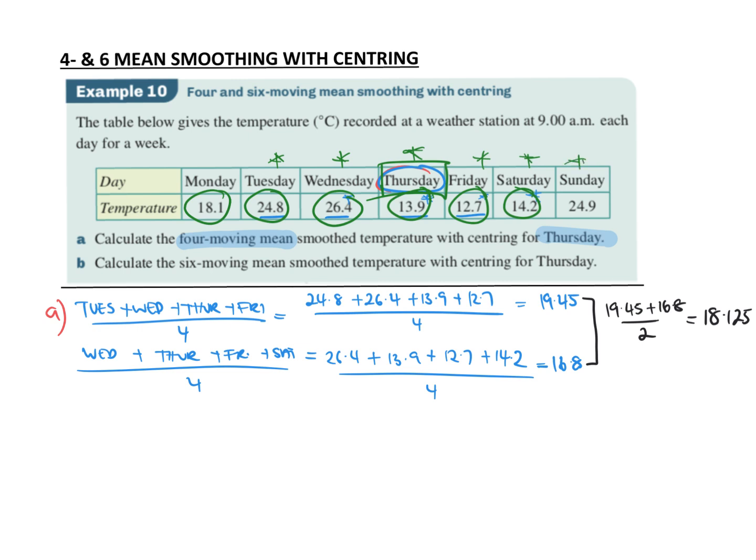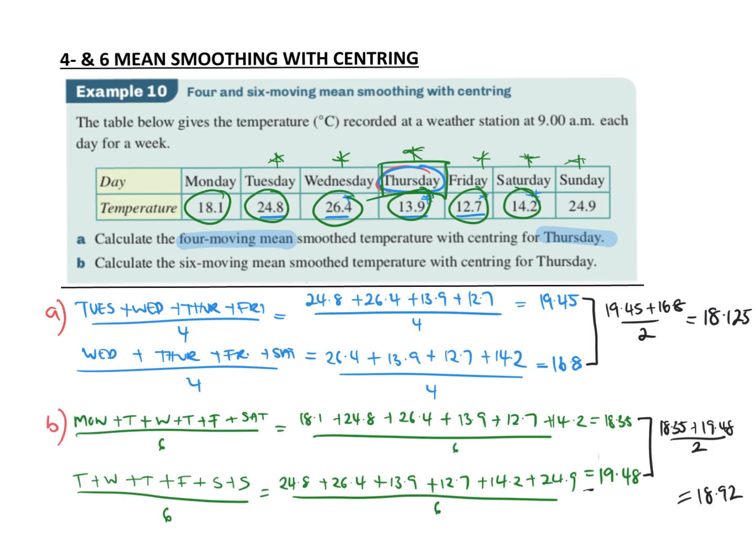Does that make sense? So you can see for the 6 I've added, one option was 3 days before and 2 days after. That was this first one here. And then the next one was the 2 days before and the 3 days after. So we get those two values, then we add them together and we divide by 2. So this was the 6 mean value. As I said, the centering part is always divide by 2.